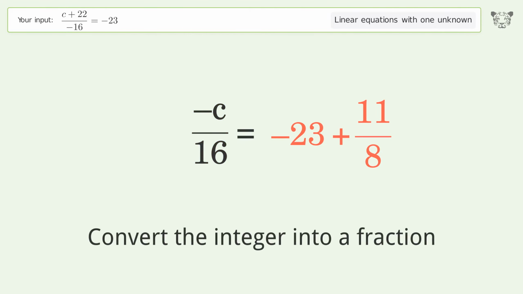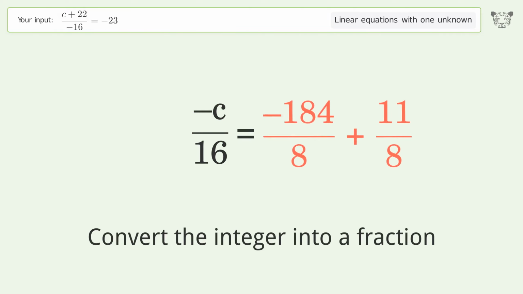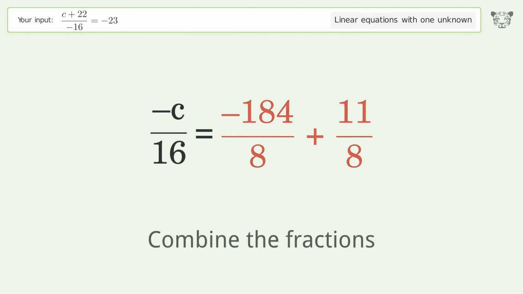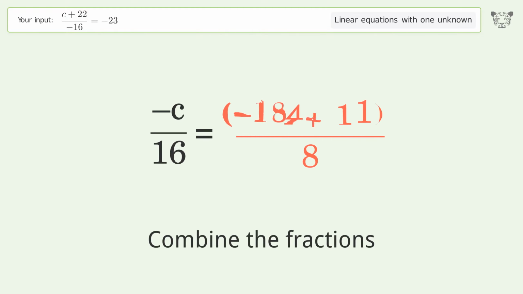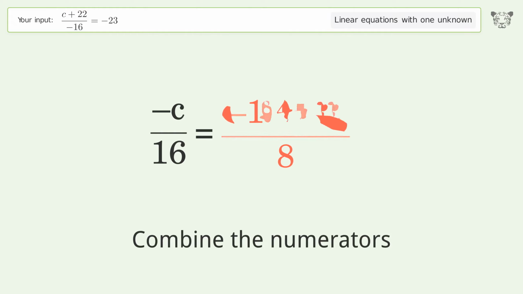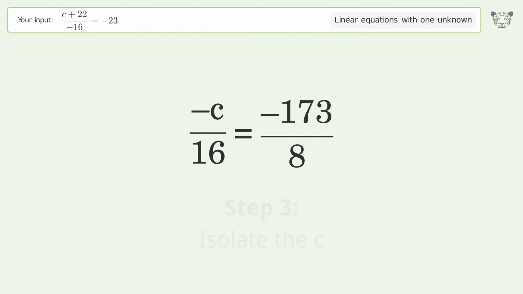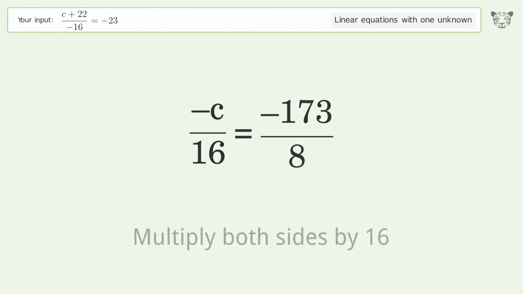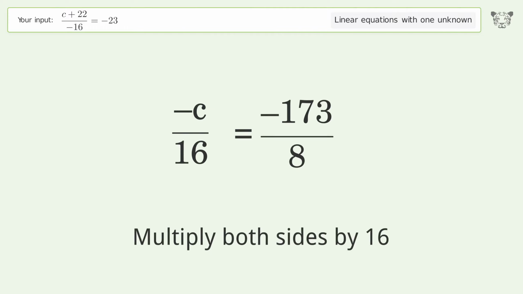Convert the integer into a fraction. Combine the fractions. Combine the numerators. Isolate the c. Multiply both sides by 16.